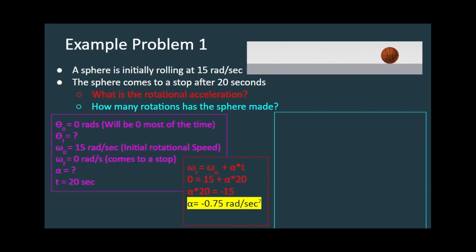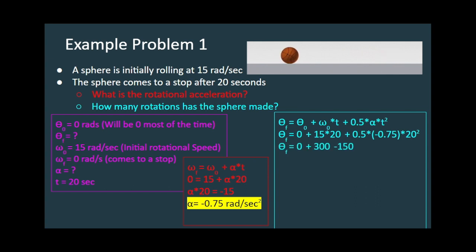Now that we have the angular acceleration, we can solve for theta final. We have two options on which equation we can use, but I'm going to go ahead and use big dog. So I have theta final is equal to theta initial plus omega initial times t plus 0.5 alpha times t squared. Plug in my variables, go ahead and simplify, and I find out that theta final is equal to 150 radians. That's not my final answer though.